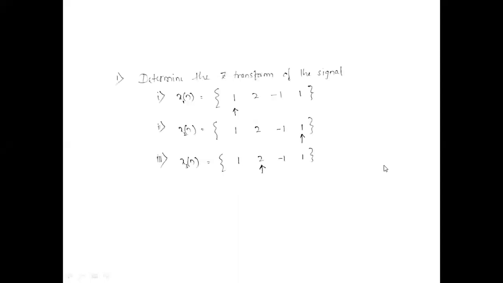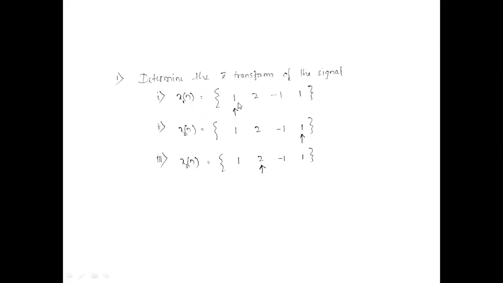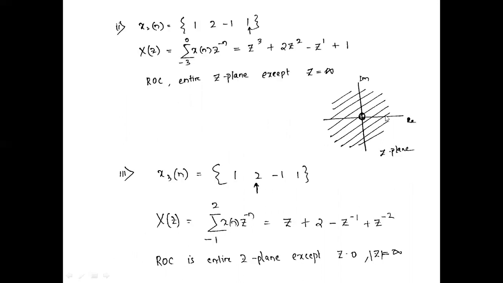So in the previous class we had started with the Z transform. What was the formula for the Z transform? It is much simpler than the Fourier series symbol. The formula is very simple: x of n z to the power minus n, for all the values where it exists. We saw three finite duration sequences yesterday, and it turned out that all of their ROC was the entire z plane except at 0 and infinity.